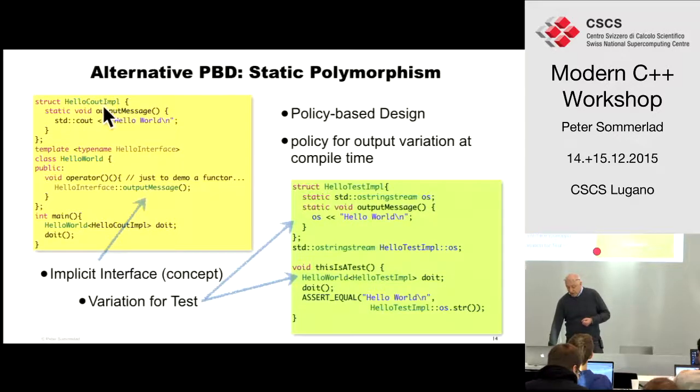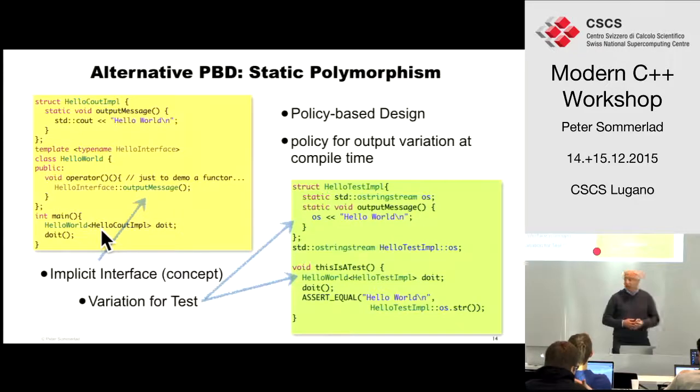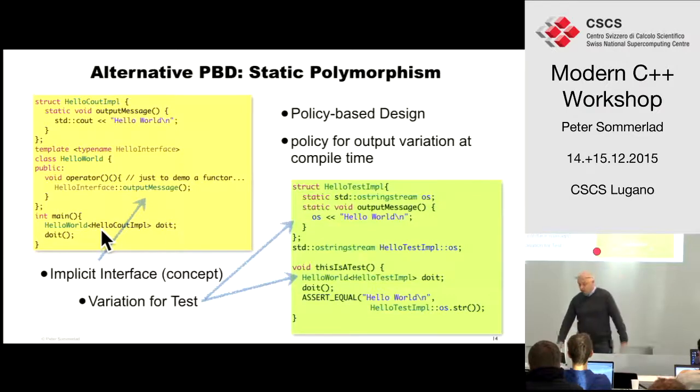We provide an implementation that implements output message using std::cout as before, and in our compile time version of the variation, we have our hello world implementation using the hello cout impl as a template argument instead of a constructor argument. And now if we call its call operator, it will call out to this hello cout impl output message function. For the test case, we do a similar thing that we did before.